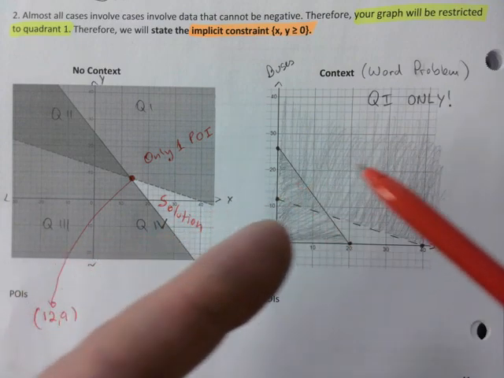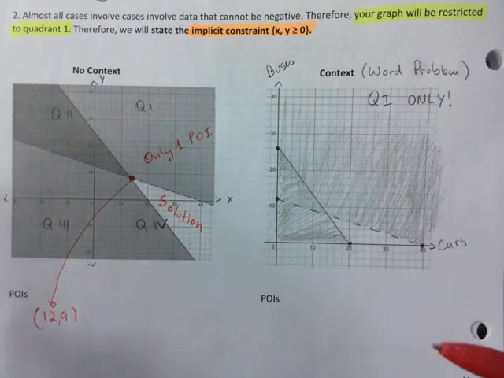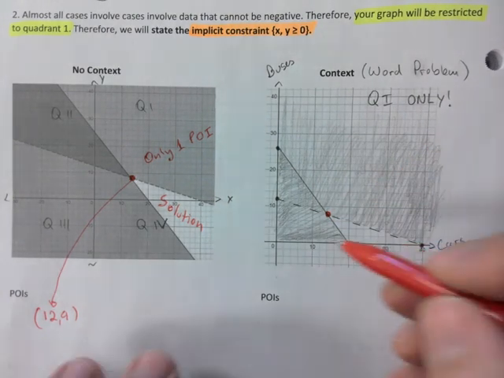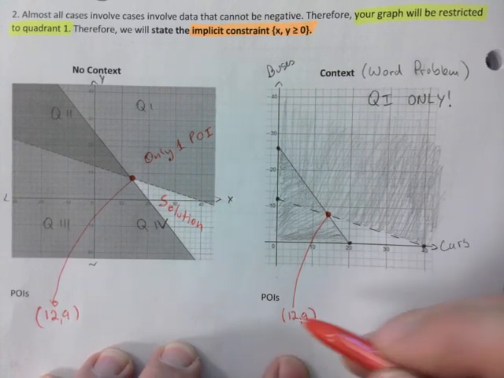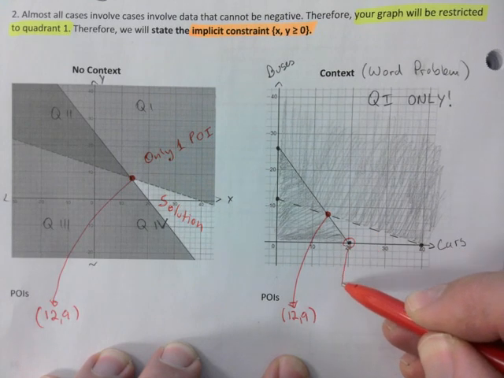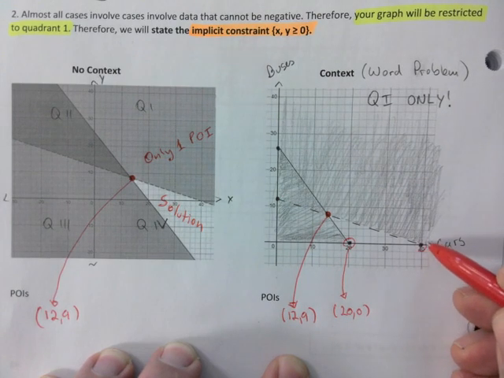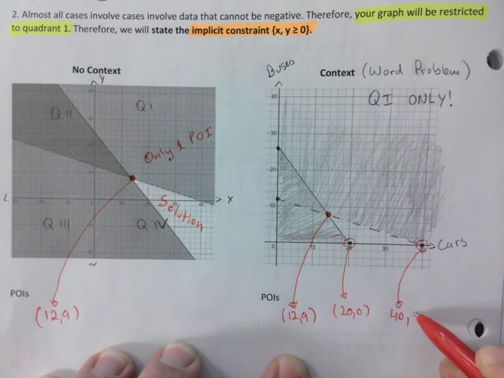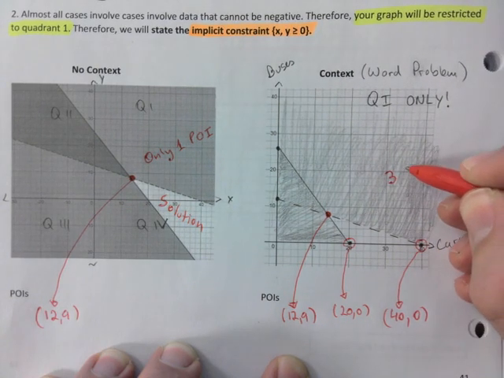When you add a context to it, now our X and Y axis are also part of the game. So this POI is still the same. Let's bring that in here. 12.9. But these two are also POIs now. 20.0 that is, and this one is 40.0. We have 3 POIs here.